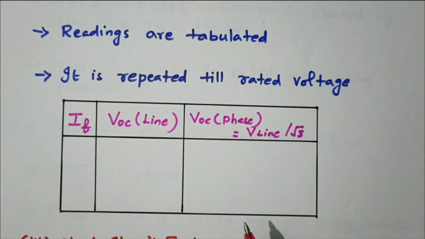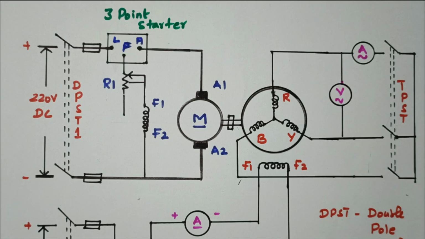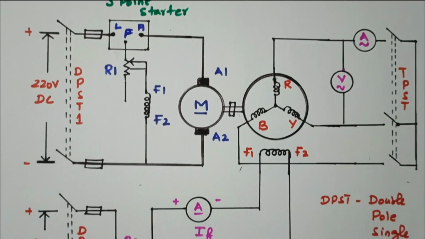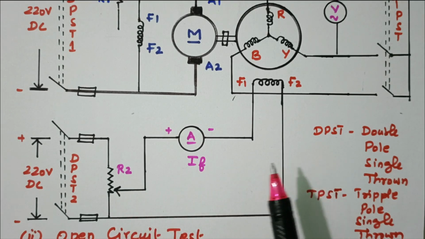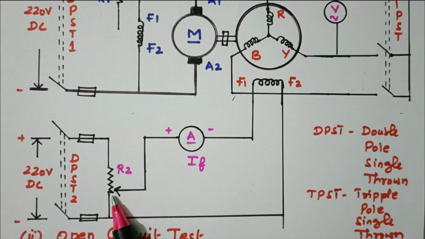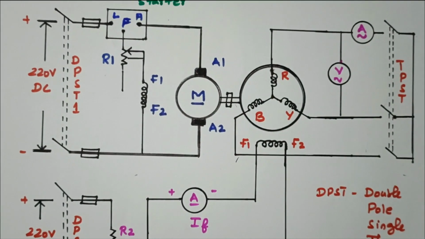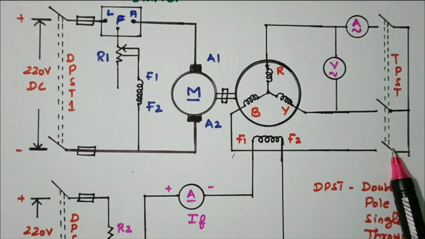Now we'll go to the short circuit test. During the short circuit test, the first thing is we have to bring rheostat R2 to the original condition. Earlier we varied that to bring up to the rated voltage. Now it is brought to the initial position. Rheostat R2, connected to the field winding of the alternator, is brought to the initial condition. Now, because of the short circuit test, the TPST switch is closed.